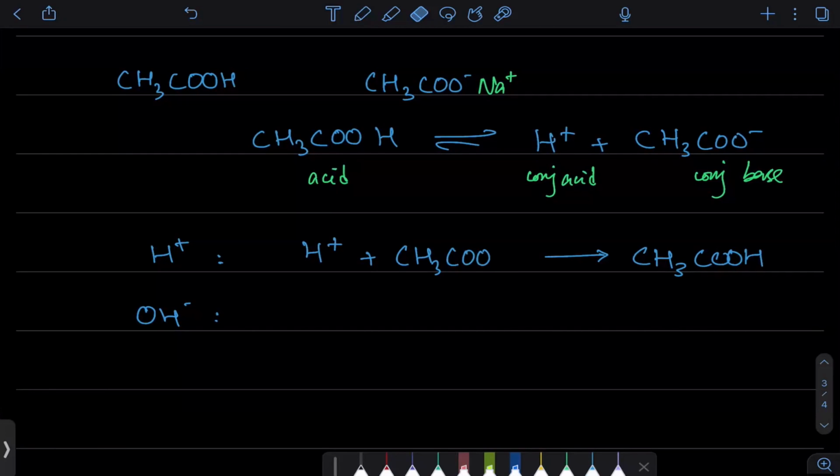Yeah, I should have written CH3COOH. Thank you for pointing it out. Similarly, if OH minus is reacting, it will react with the acid, and this will provide me with water and this base.